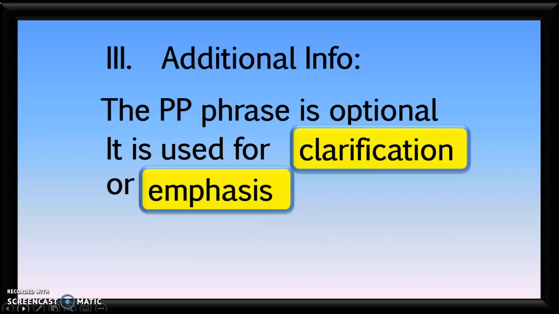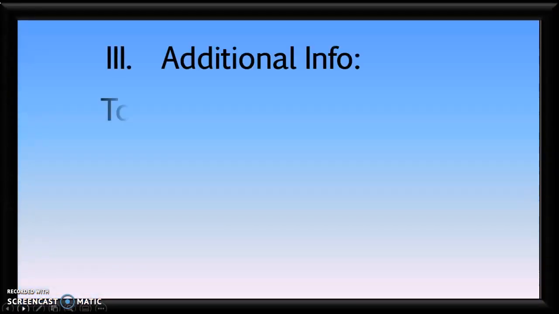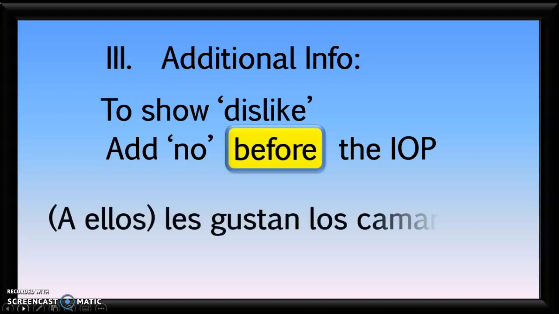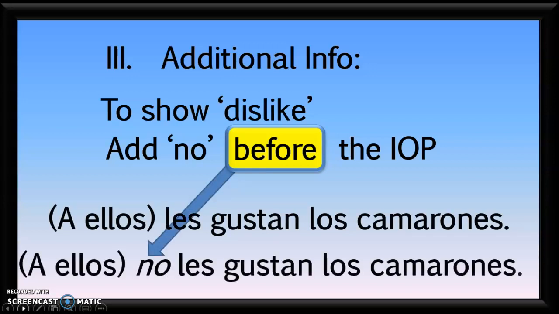Here's some more additional information. To show dislike, suppose you don't like something, you're going to add the negative no before the indirect object pronoun. A ellos les gustan los camarones would change to a ellos no les gustan los camarones. Remember, the indirect object pronoun in this sentence is les.